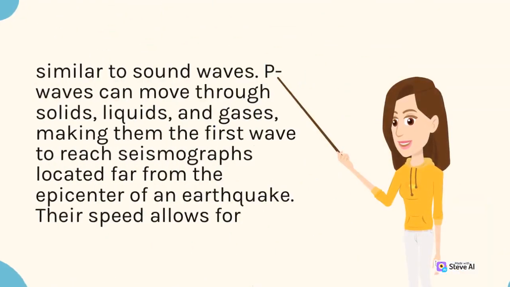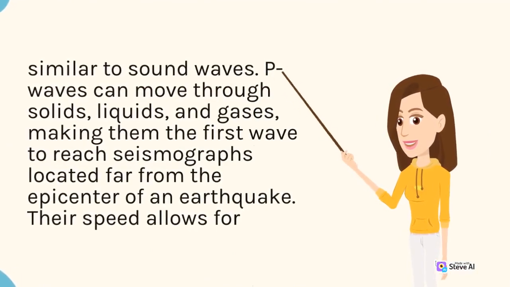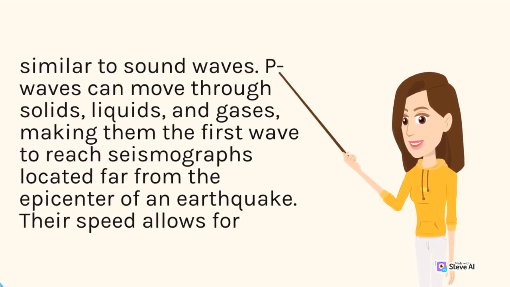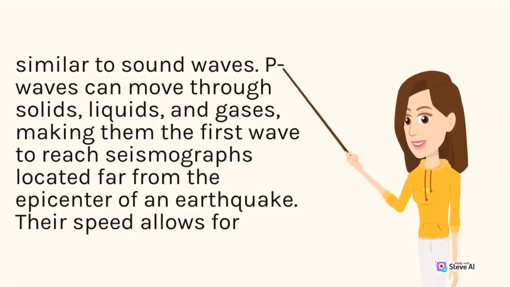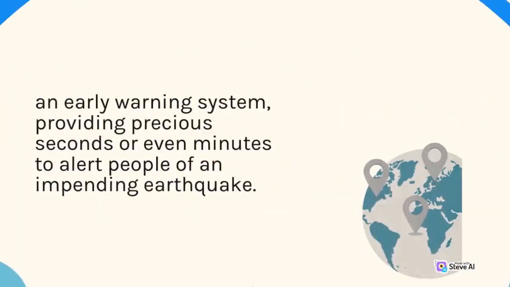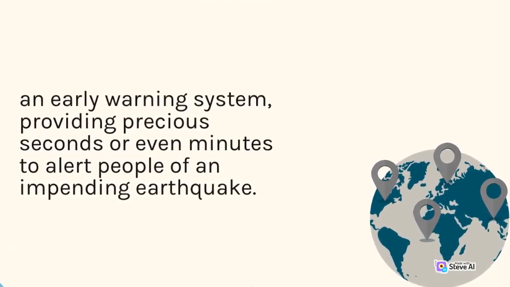Similar to sound waves, P waves can move through solids, liquids, and gases, making them the first wave to reach seismographs located far from the epicenter of an earthquake. Their speed allows for an early warning system, providing precious seconds or even minutes to alert people of an impending earthquake.